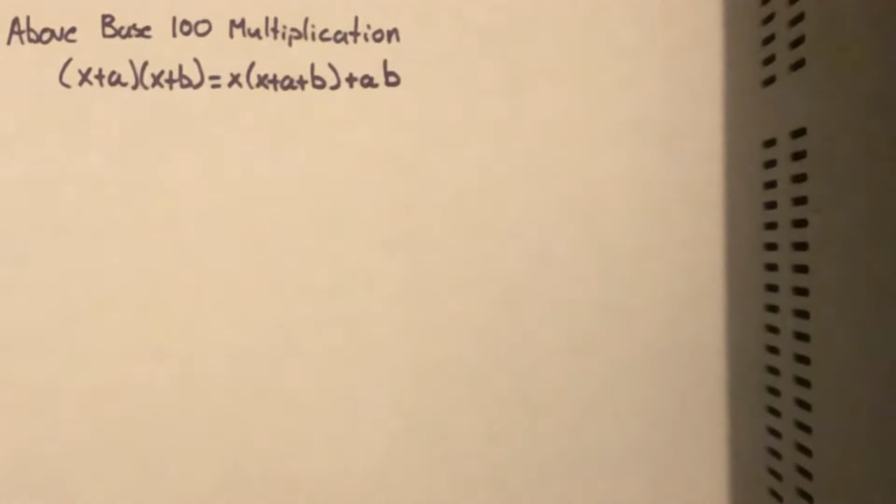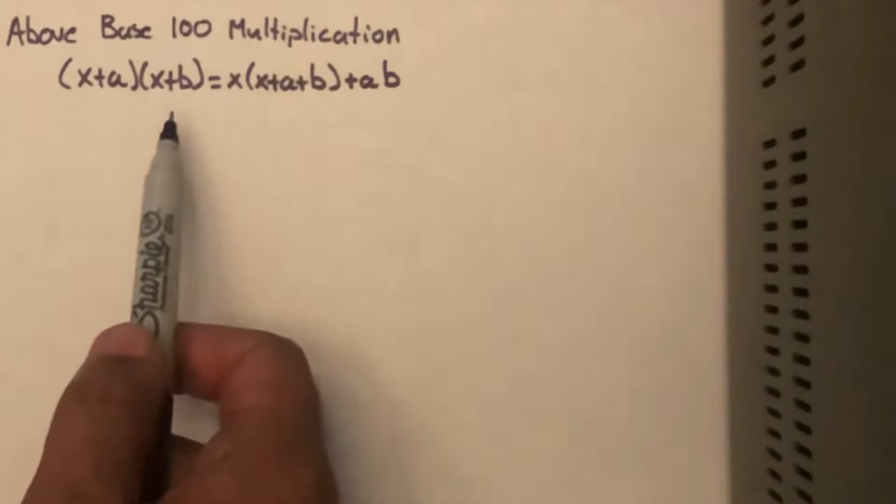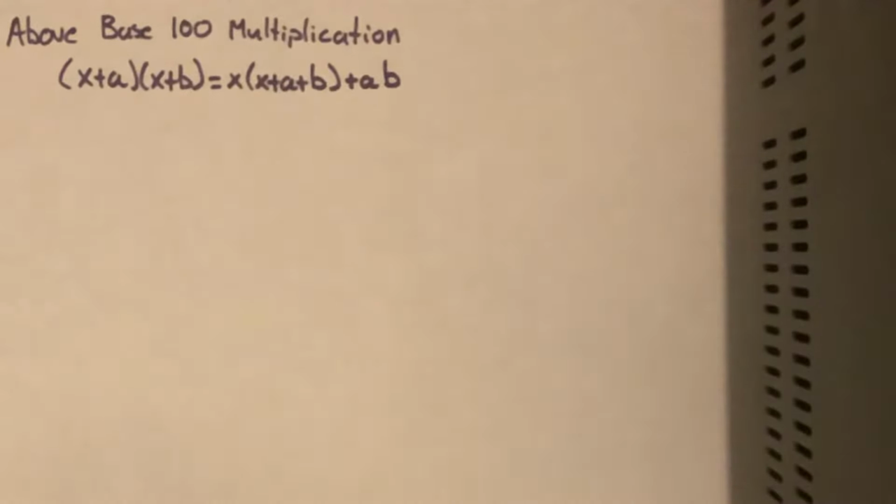Hello everybody, this video is going to be on base multiplication. The two numbers are going to be above 100. It's based on this algebraic equation. If you multiply this side out and multiply this side out and combine like terms, you will get an equivalent expression. So let's do example 1.